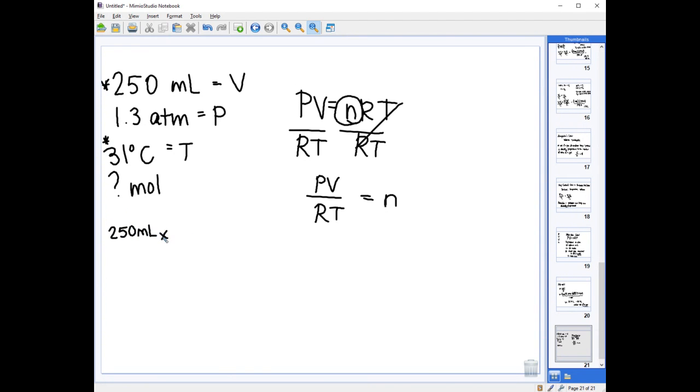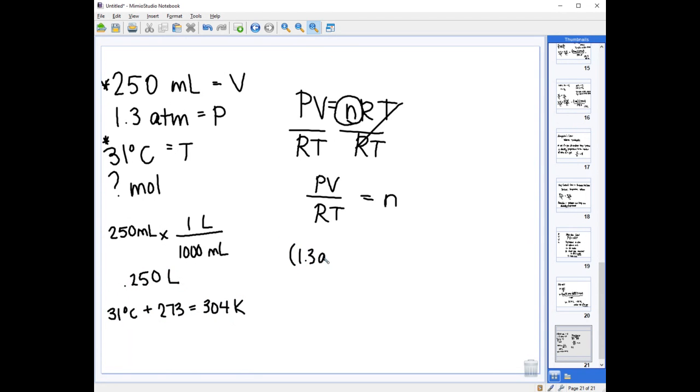Okay, so 250 milliliters. I need that in liters. 1 liter is equal to 1,000 milliliters. So when I move my decimal here, I get 0.250 liters. Okay, and then temperature, I'm going to say 31 degrees Celsius plus 273, and that gives me 304 Kelvin. And then I can leave my pressure alone. So now I can plug these in.